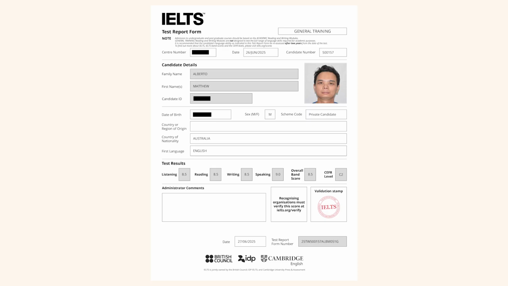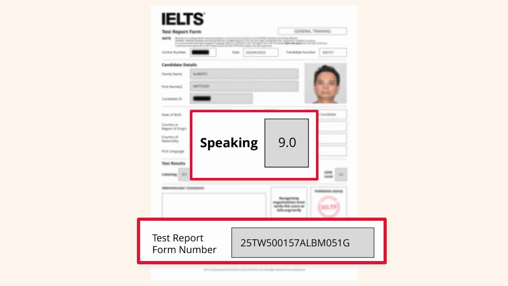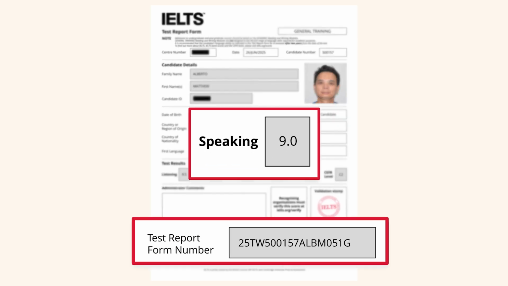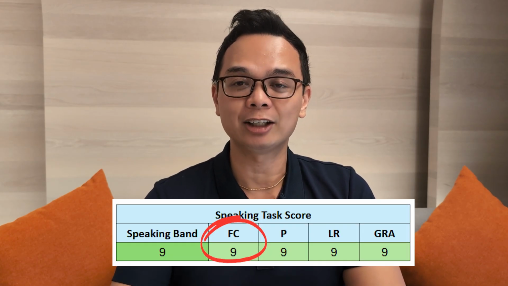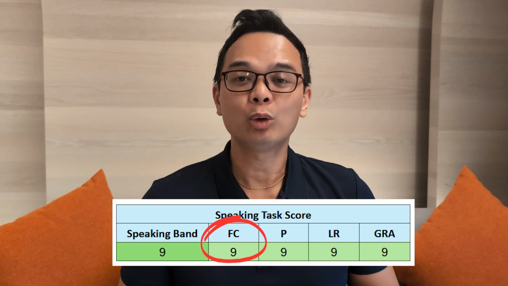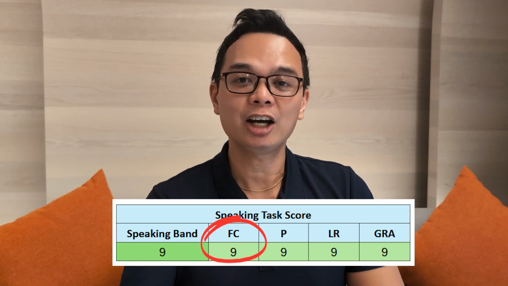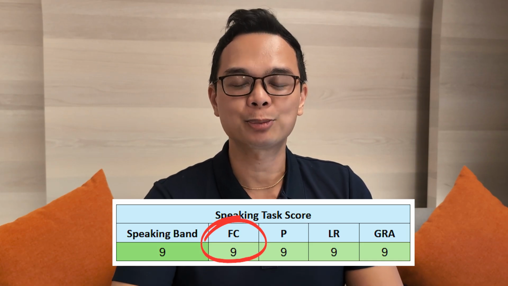I recently did the IELTS test and I scored a band 9 in speaking overall. And when I got the breakdown of my speaking score, I also got a band 9 for fluency and coherence. My goal now is to help you get the highest score possible in your IELTS speaking test.